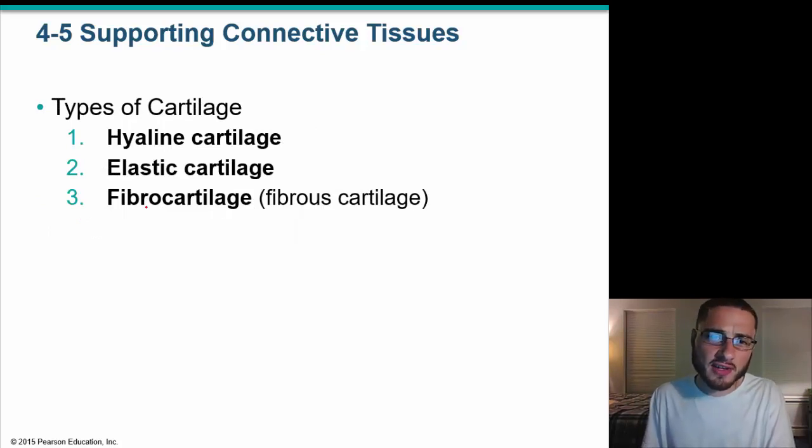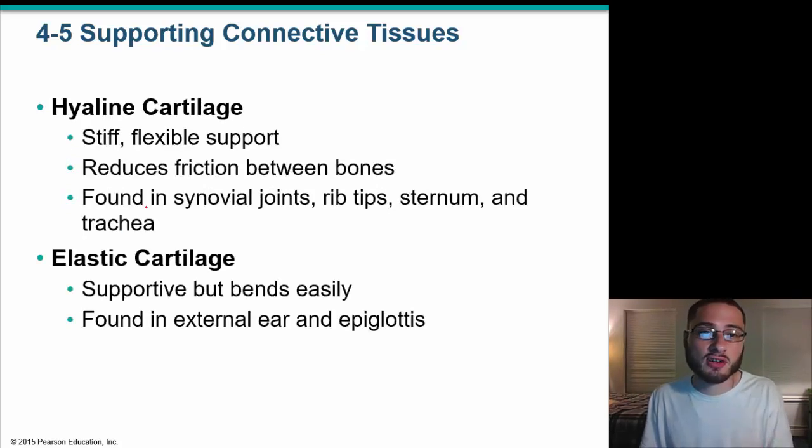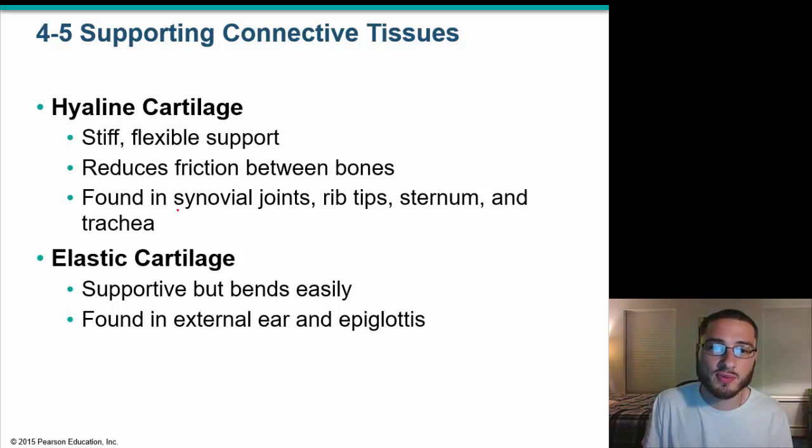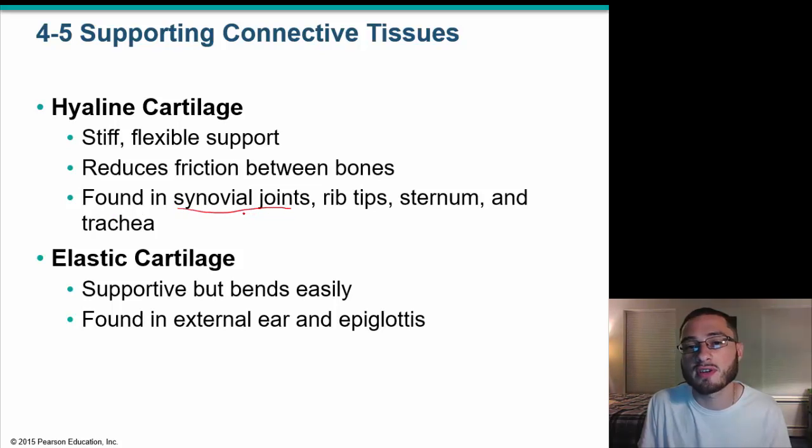Types of cartilage: hyaline cartilage, elastic cartilage, fibrocartilage, or fibrous cartilage. You have hyaline cartilage, which is stiff, yet flexible and supportive, reduces friction between bones, and is found in synovial joints. So when we think about our joints, we're usually thinking about synovial joints. It is also found in the tips of the ribs, the sternum, the trachea.